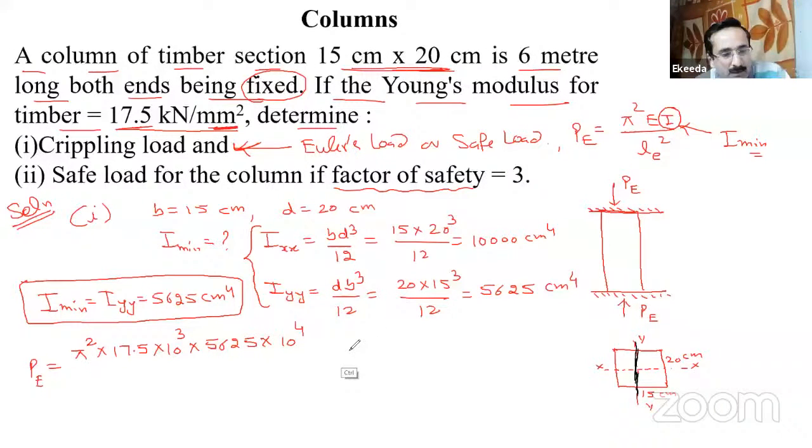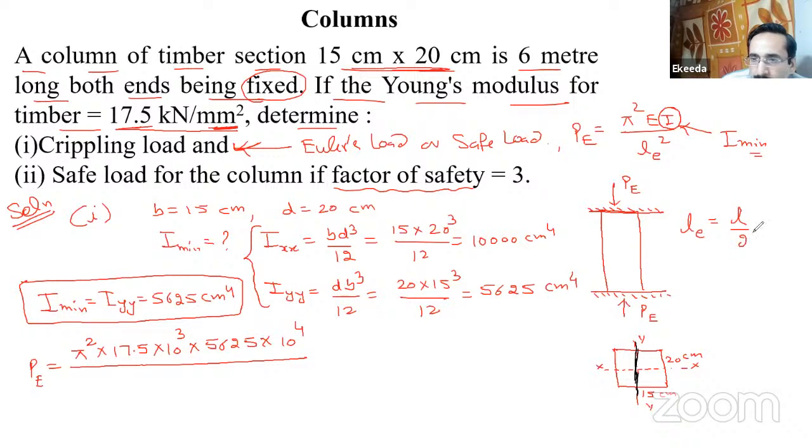And now centimeter is converted to millimeter, divided by L equivalent. Now what is L equivalent for a fixed joint, when both the ends are fixed? L equivalent will be equal to L by 2, actual length divided by 2. So what is the actual length? It is given as 6 meters. So this is 6 by 2 to the whole square, right? For fixed joint, this is L by 2.